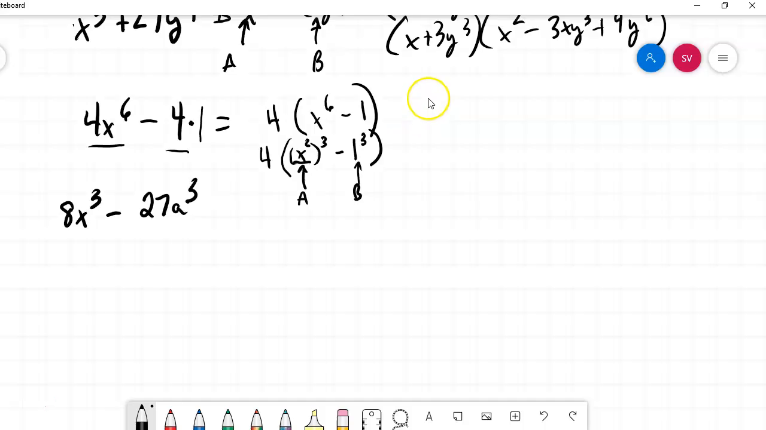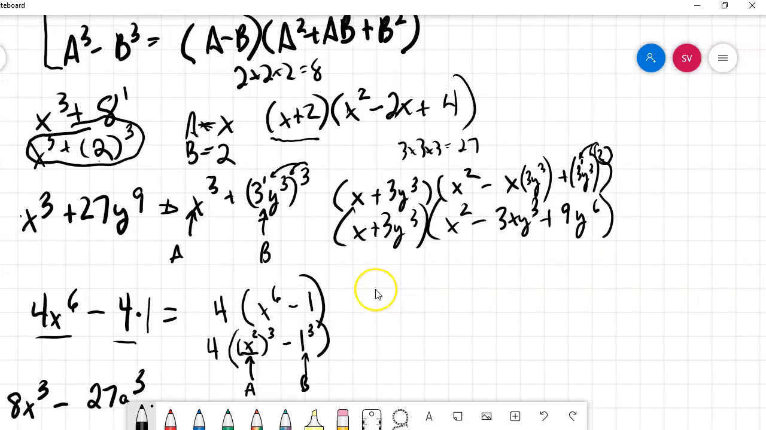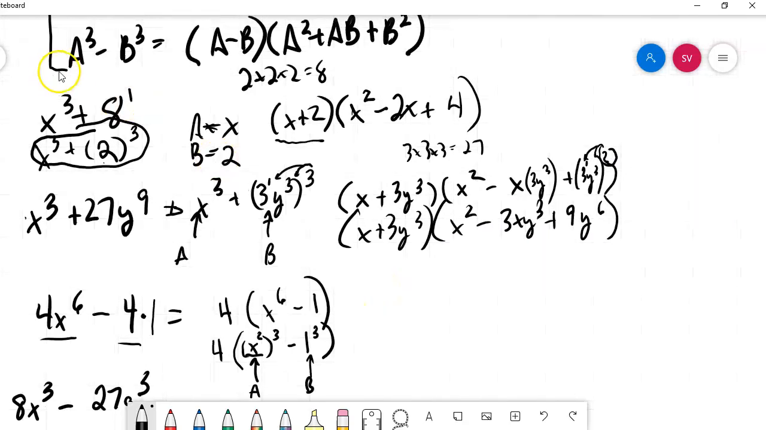So now we have to use our second template here. So now I'm going to substitute in, so we had a 4. So now I'm going to replace x squared wherever I see a. Now I'm going to replace 1 wherever I see b.